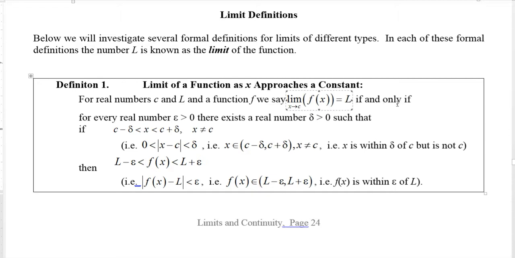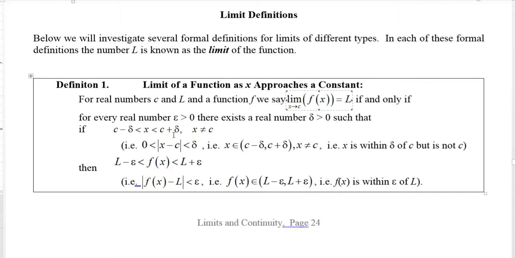And we say this is true if and only if for every real number epsilon greater than 0, there exists a real number delta greater than 0, such that if c minus delta is less than x, which is in turn less than c plus delta, but x is not c, then L minus epsilon is less than f of x, which is less than L plus epsilon. You can leave out the two things in the parentheses. Or you might rephrase it a different way.